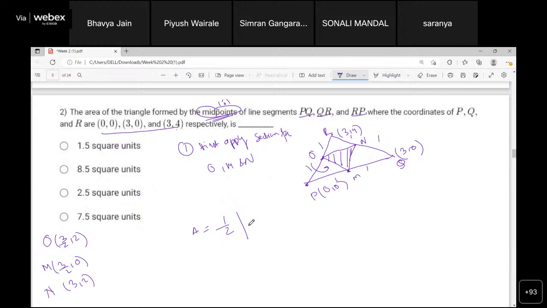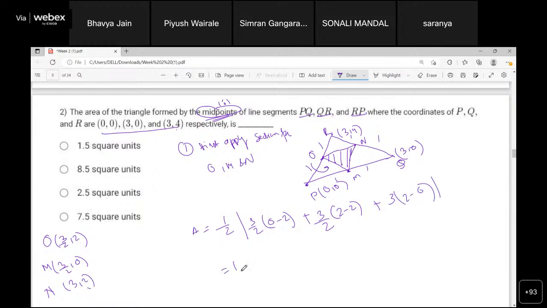So O is first x1, right? So x1 is 3 by 2 into y2 minus y1. That is 0 minus, sorry, y2 minus y, that is 0 minus 2. 3 by 2 into 2 minus 2, right? Minus 2 plus 3 into, then 2 minus 0. So that is mod.